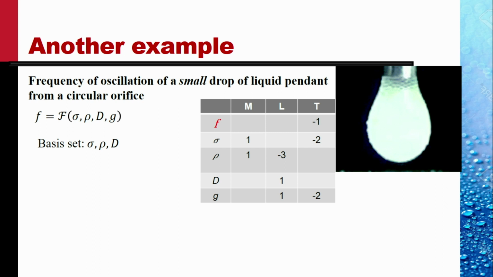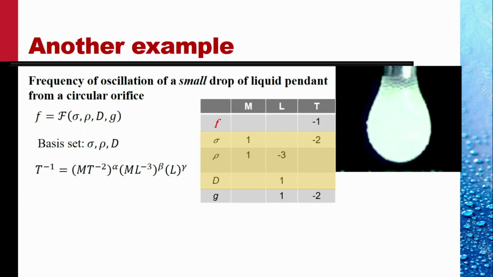From among the list of independent parameters, we choose three as the basic group, so that we write the functional relationship of F and the remaining independent parameters in terms of these dimensions of rho, sigma, and D. Rho, sigma, and D, these are the basic group. So now we find out by using the same technique as we used before.